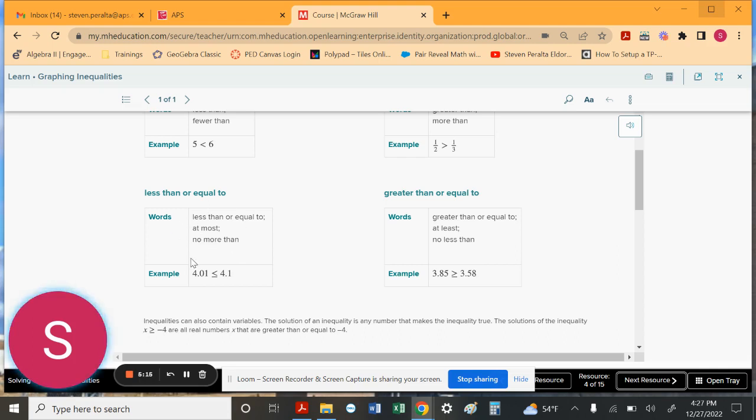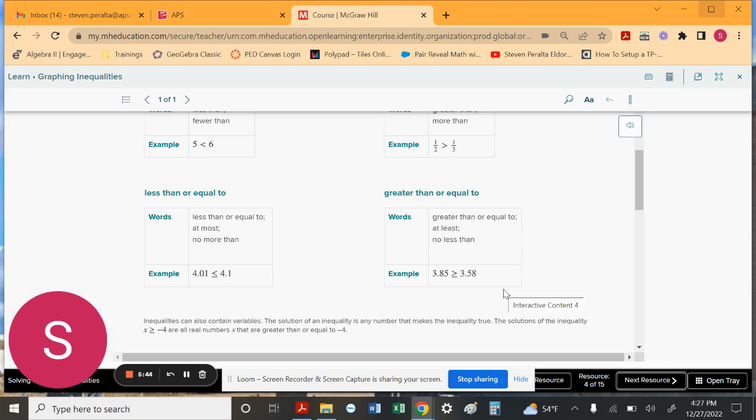Okay, and you'll see some other terminology. So notice fewer if it's less than, more if it's greater than. Less than or equal to, at most, means that the highest it can go up to is 4.1. And then at least this number means that's the lowest number that it could be. So of course, 3.58 is greater than or equal to 3.58 because it's equal to. That's the least it could be.